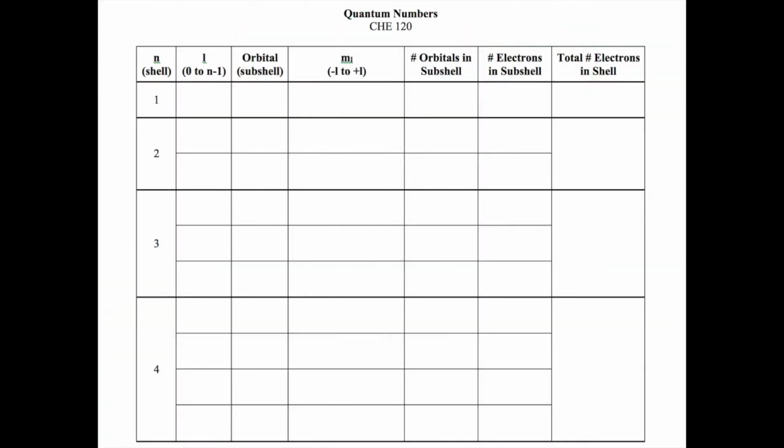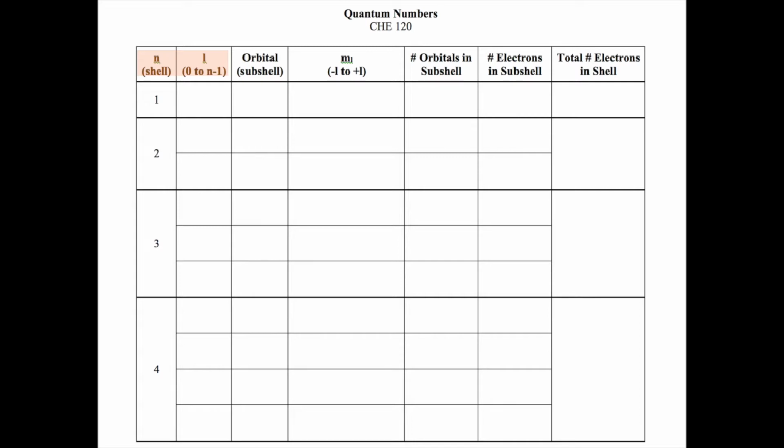I want to look at the key for the quantum numbers exercise that you should have completed. In your reading and in the videos that you were assigned to watch, you should have learned about the three quantum numbers we're going to discuss here. n is the principal quantum number that describes the size and the energy of your orbital. It also determines the shell.